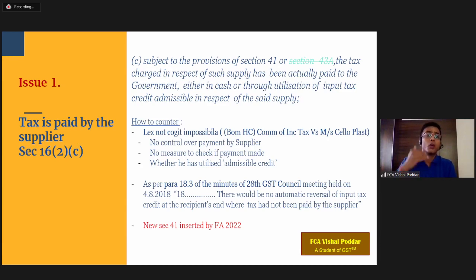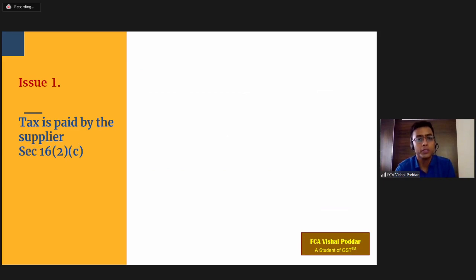Whenever it comes into effect, there is no possibility, you will have to compulsorily reverse. But for all the periods prior to the new section 41 coming into effect, you can always take these pointers as your defense. One, the law clearly provides that you cannot be asked to do something which is impossible. Second, even the GST Council minutes of the 20th Council meeting clearly say that automatic reversal is not required.